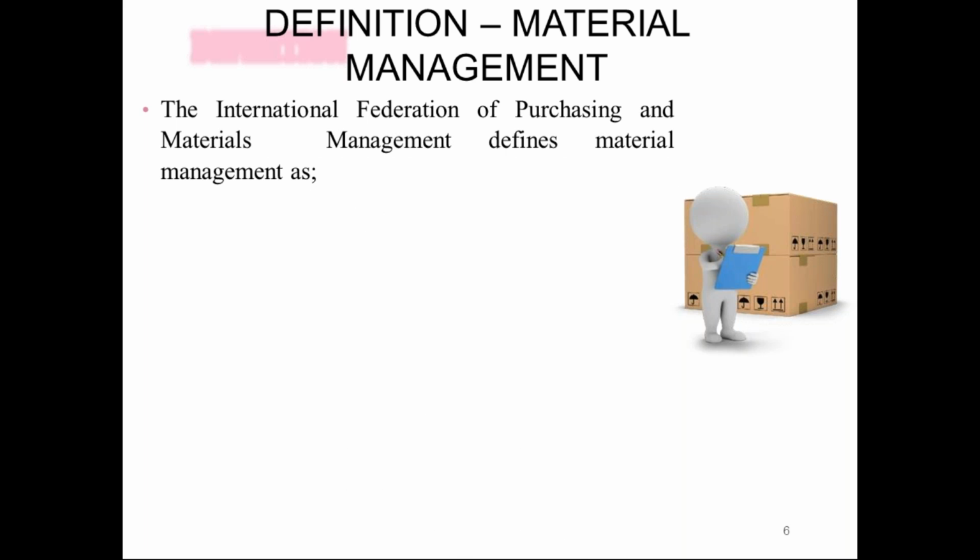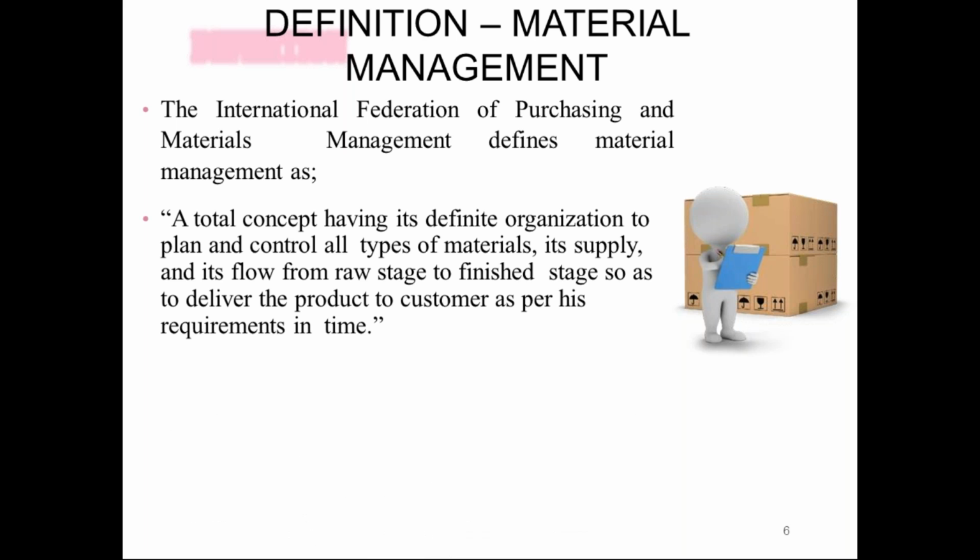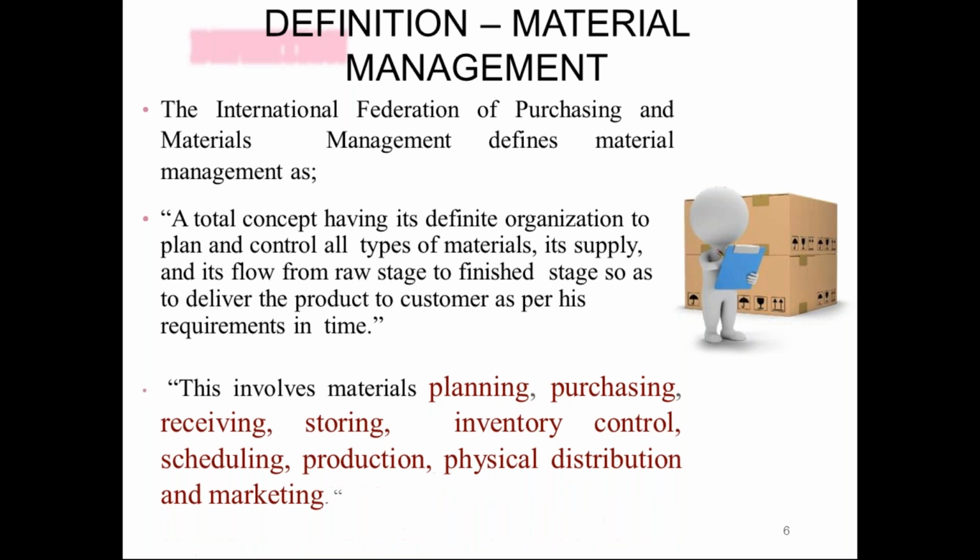Now, the definition of materials management. The International Federation of Purchasing and Material Management defines material management as a total concept having its definite organization to plan and control all types of materials, its supply, and its flow from raw stage to the finished stage, so as to deliver the product to the customer as per his requirements in time. So this involves materials planning, purchasing, receiving, storing, inventory control, scheduling, production, physical distribution, and marketing.